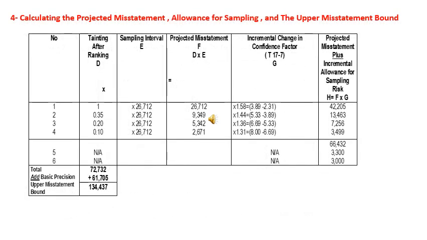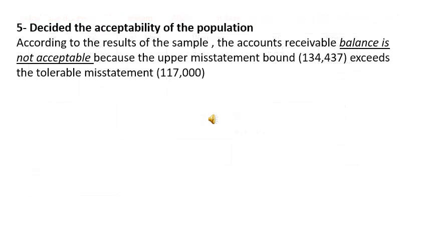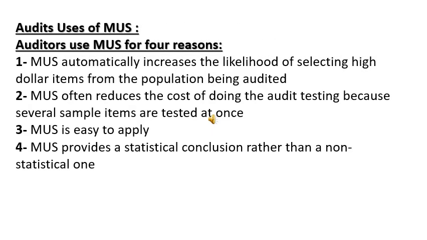Calculate the projected misstatement, allowance for sampling risk, and the upper misstatement bound by using this table, and then you must compare the upper misstatement and the tolerable misstatement to accept or reject the result. In this exercise, the population is not acceptable because the tolerable misstatement is less than the upper misstatement bound. Auditors use MUS for four reasons.